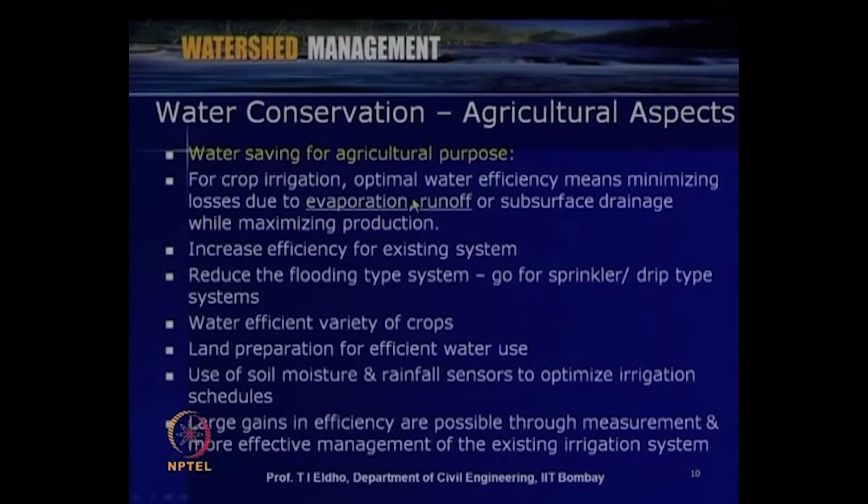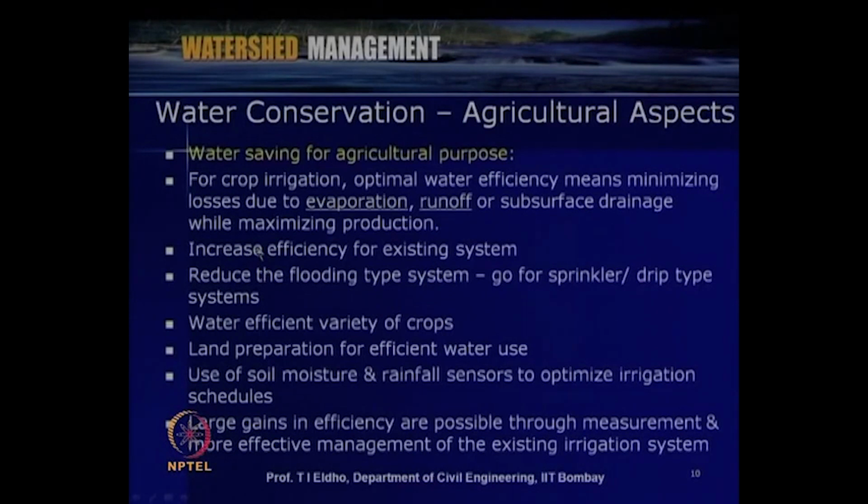Now, when we look into agricultural aspects, as I mentioned, the agriculture sector is one of the major users of water. Water saving for agricultural purposes includes, for crop irrigation, optimal water efficiency, which means minimizing losses due to evaporation, runoff or subsurface drainage while maximizing production. So, the motto should be to reduce the usage of water but increase the yield of the crops. We can do this through scientific farming, or scientific usage of water, and by using very efficient seeds, or crops which use less water. Various aspects like that we can consider when we look into agricultural aspects.